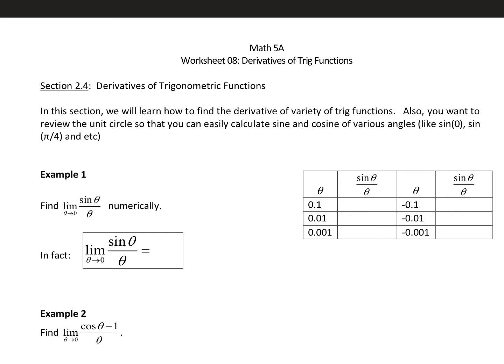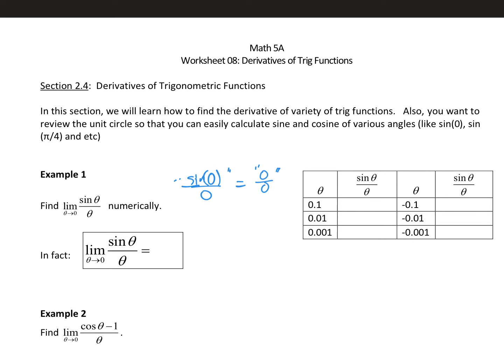Okay, let's look at the first example. Again, limit question here. I want to evaluate the limit as theta goes to 0 of sine theta over theta. Again, my initial reaction is, can I just plug in 0? So sine 0 over 0. We know that sine 0 is equal to 0, so we get a 0 over 0 case. That means we need further investigation to figure out what the limit is.